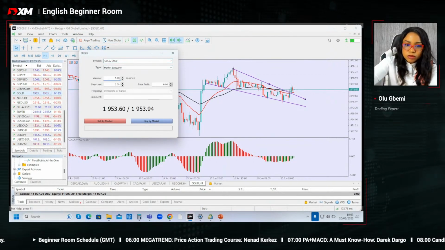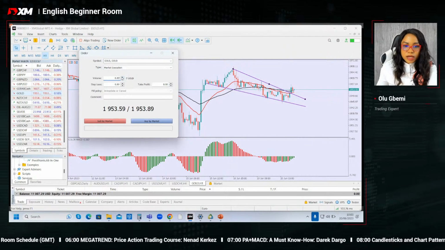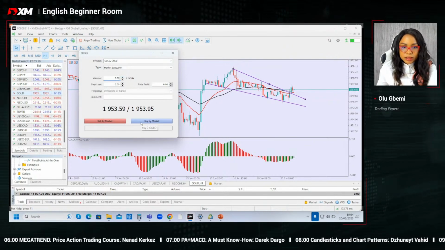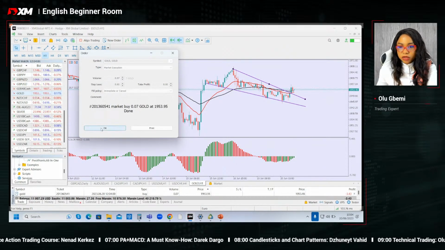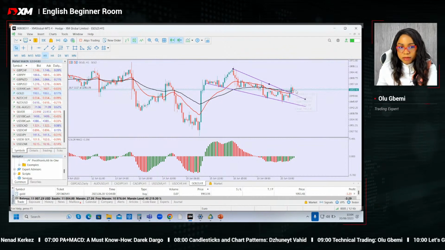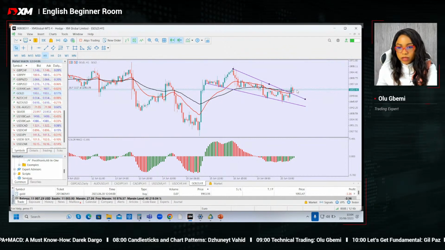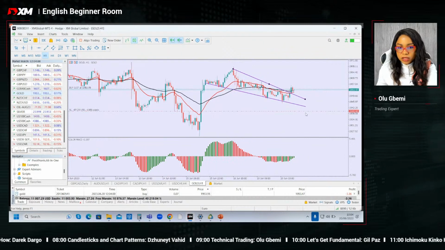Okay, 0.07, and I'm doing a buy. Also, it's a market execution because I want to buy at the current market price. All right, so that's the trade I have taken there.